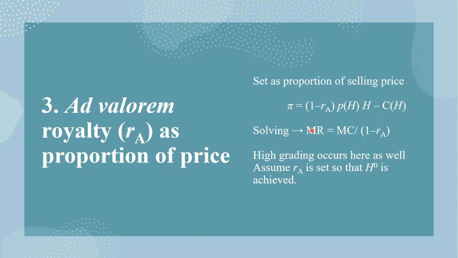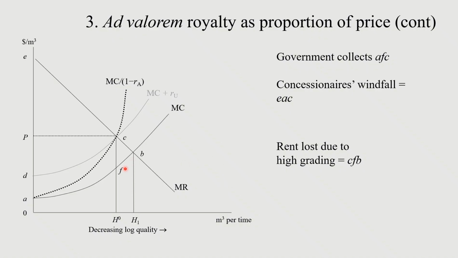And we solve it the same way using a product rule of calculus. And we find that the marginal revenue equals the marginal cost divided by 1 minus RA. So high grading still occurs, and let's assume that RA is set in such a way that we achieve the same amount of harvest as we did with the uniform royalty. So we see that here.